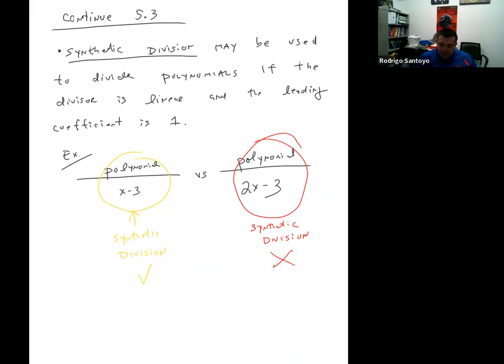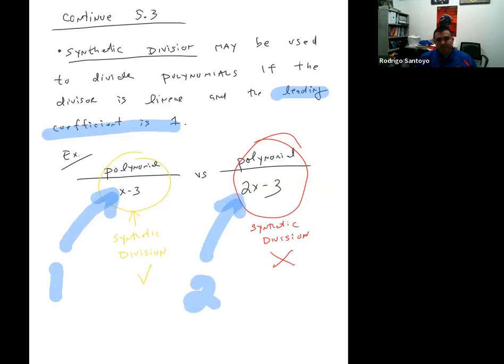Once again, the key part that makes that difference is the leading coefficient. Leading coefficient is 1, there we can see that it is 1. There we can see that it's 2. So that's why with one of them, synthetic division does check off, and with the other one, synthetic division does not check off. So really important to understand when you can and cannot use it. So let's take a look at an example here.